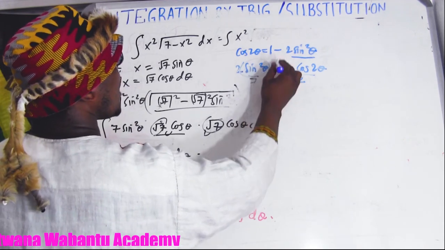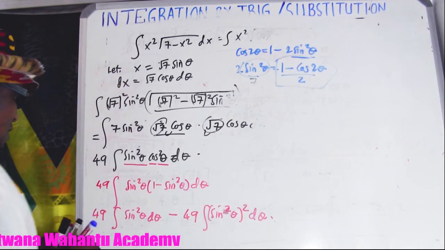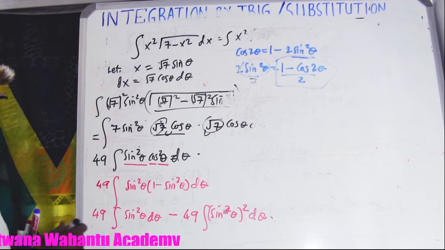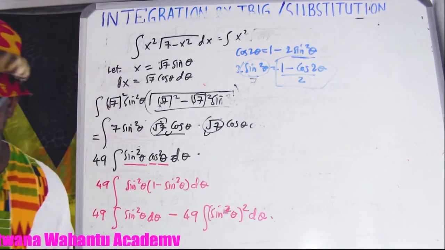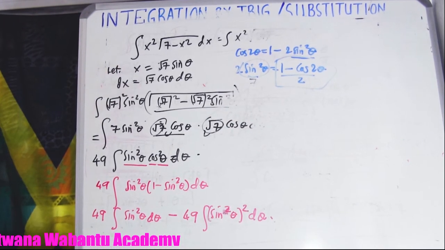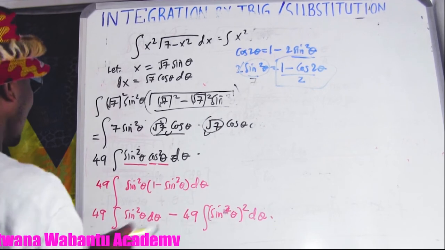So instead of sine square, I'll replace with this. Whenever there's sine square, I can replace it with this. So this is going to be, let me see if it does record, just like I said before. Okay, perfect. So this is going to be 49.